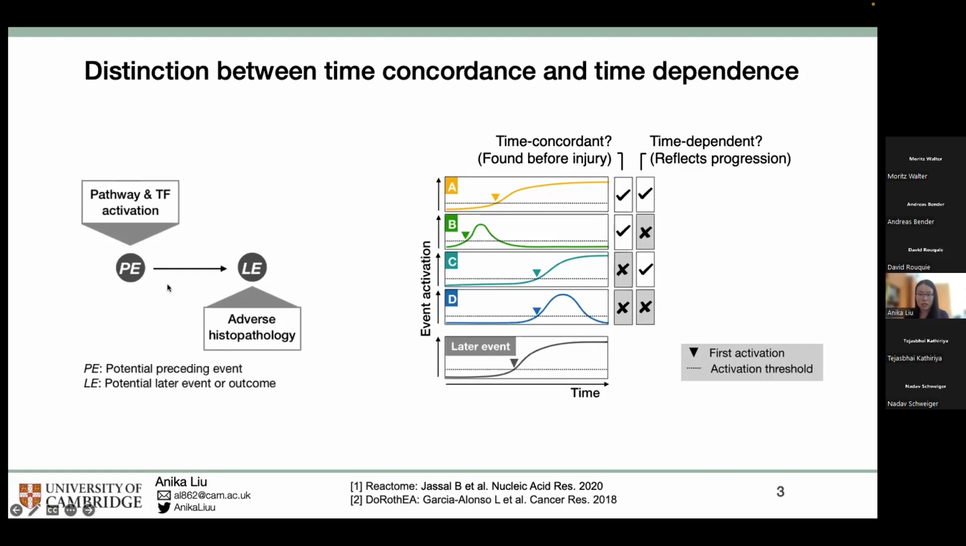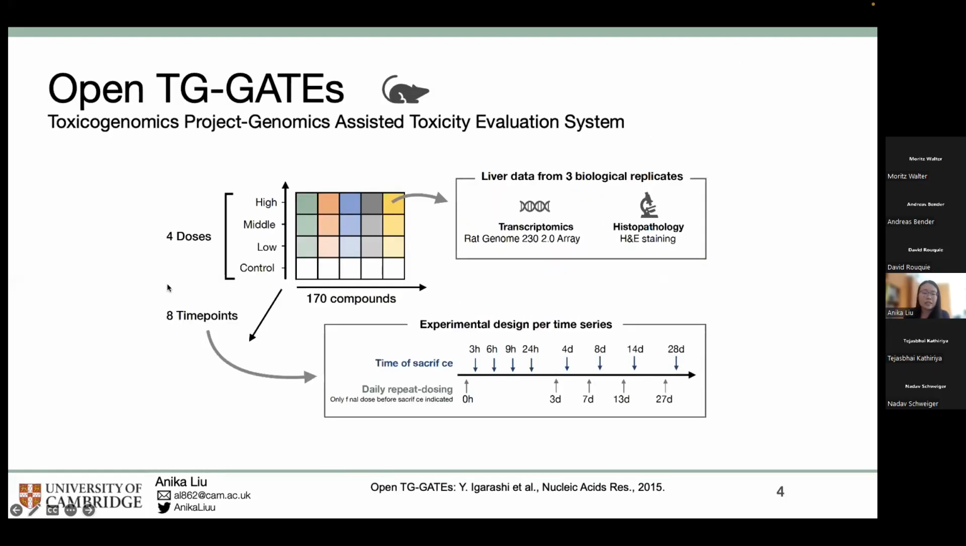As potential earlier events, we've been looking at pathway and transcription factor activation, which were inferred from the gene expression data. And the data was derived from the OpenTGGates database, which contains transcriptomics and histopathology data on 170 compounds across multiple doses. What's been particularly important for this work is that for many of the compound dose combinations, we have 8 time points.